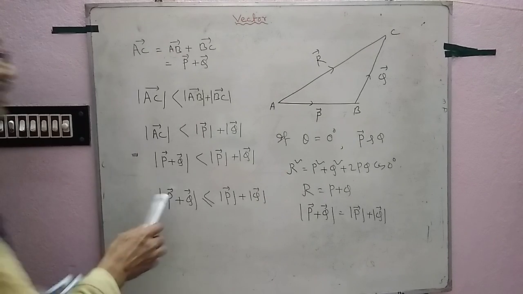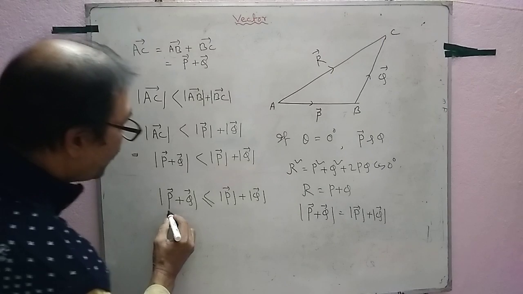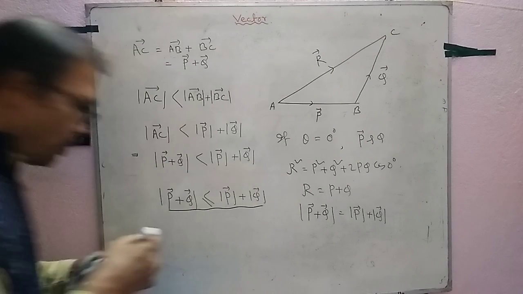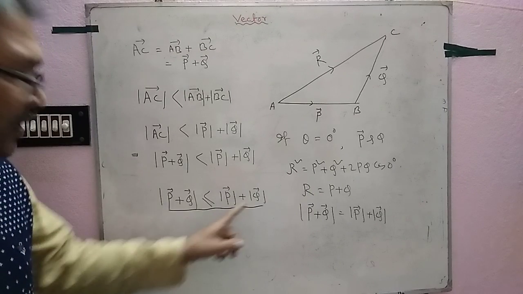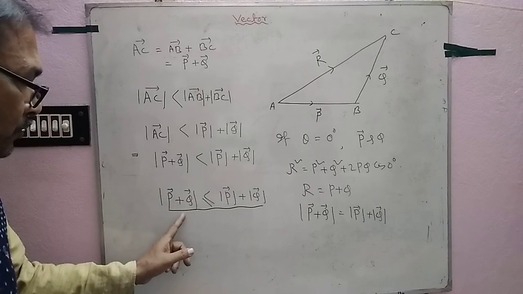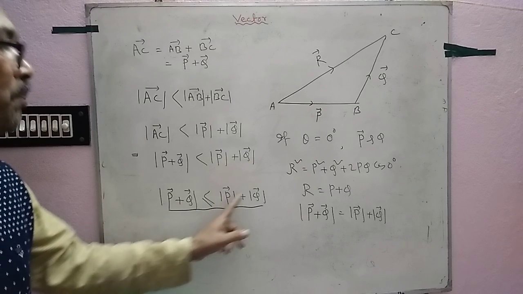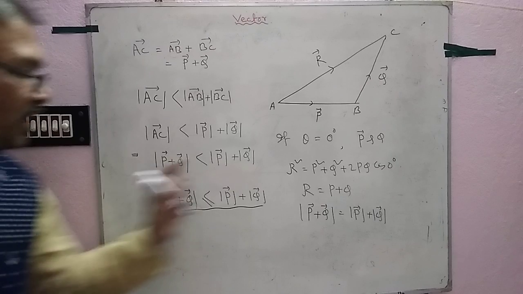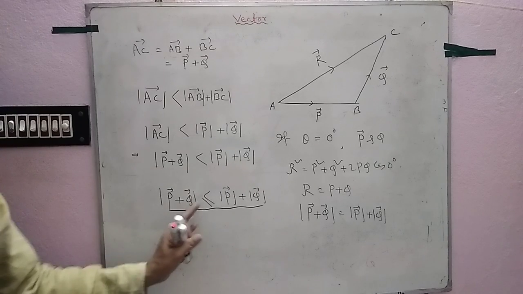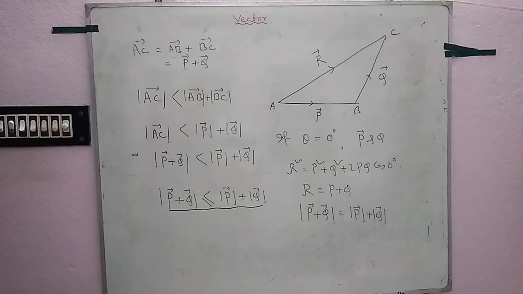So this is a very important equation. An MCQ question can be set: which is correct. Follow. P and Q are two vectors, then mod of P plus Q is less than or equal to mod of P plus mod of Q. Clear? A proof can come in a broad question. For MCQ, remember this: less than or equal to. Next.